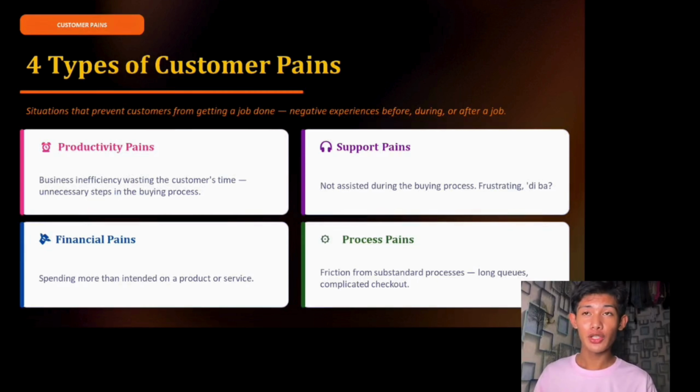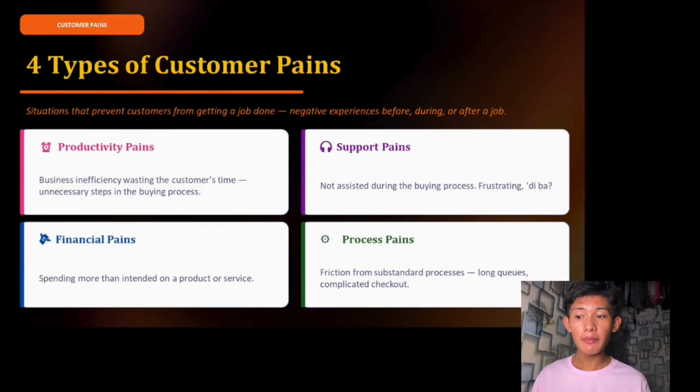Now, pag-usapan naman po natin yung customer pains. Sabi po dito, yung customer pains daw po are situations that prevent the customers from getting a job done or the negative experiences, emotions, and risks po that the customer experiences during, before, or after a job. So, sa customer pains po, meron po tayong 4 types. So, first po yung productivity pains.